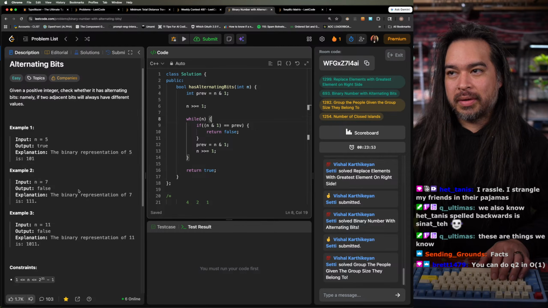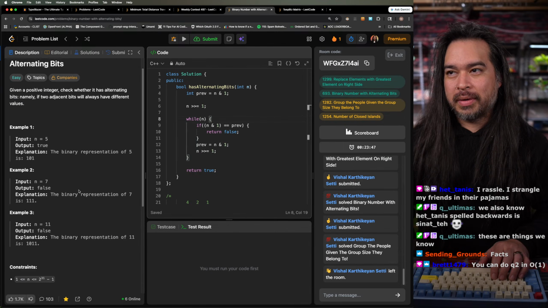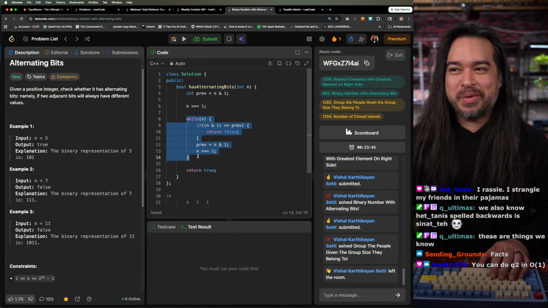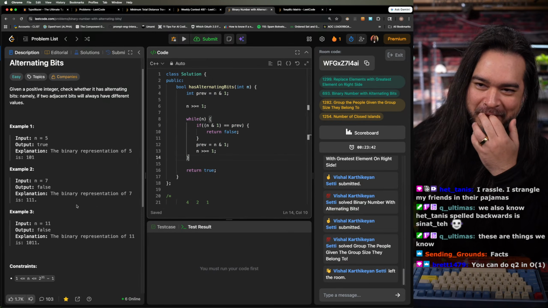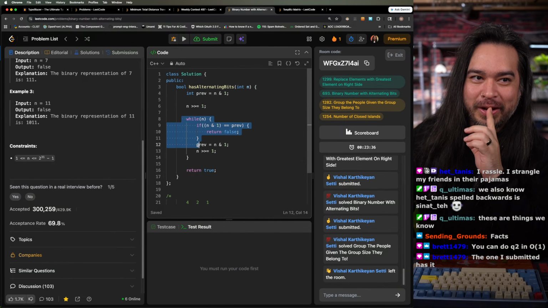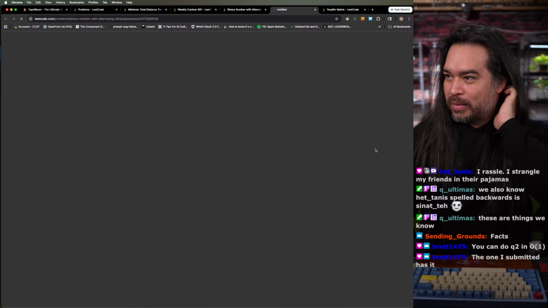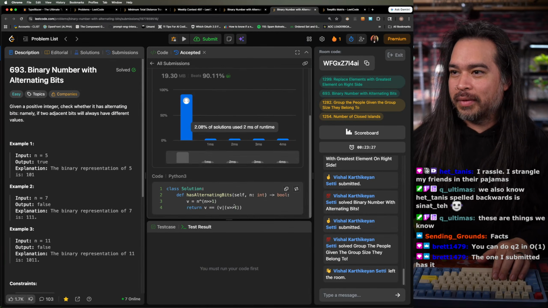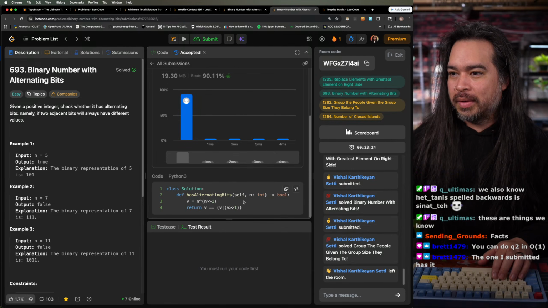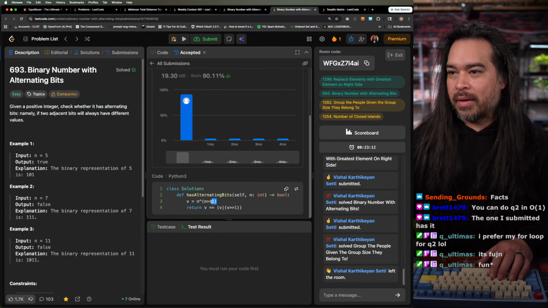Well, would this be considered O(1)? I mean, it's not. I guess if it grows to like a crazy long number, it's how many bits. It's O of how many bits. All right, let me check that out. That's interesting. Q201. Interesting.